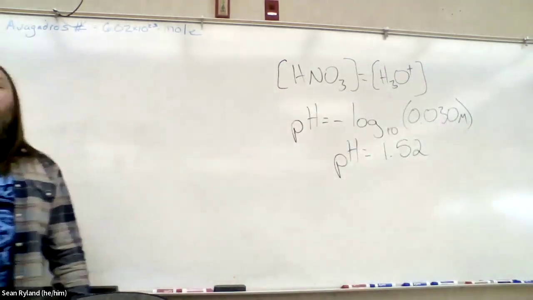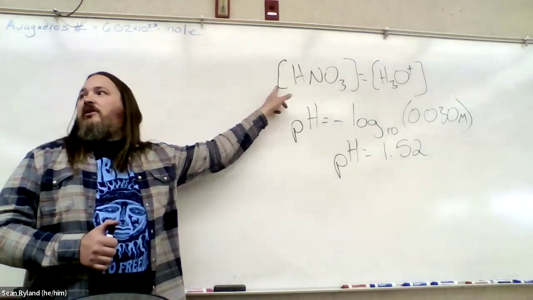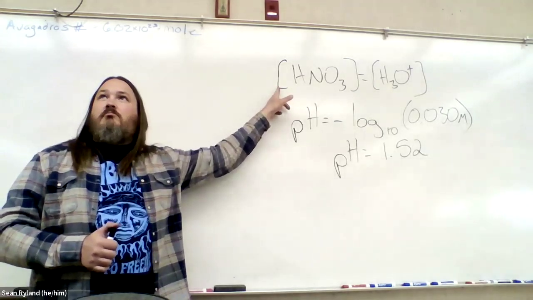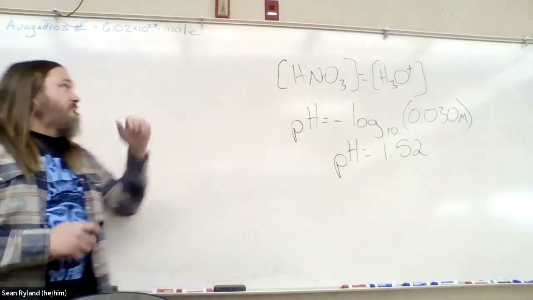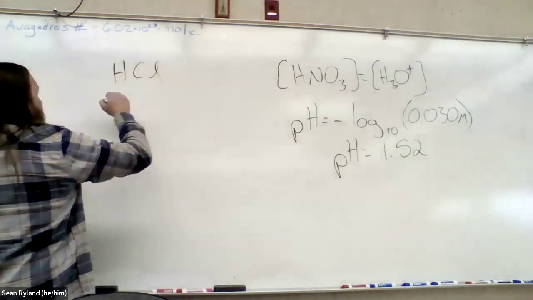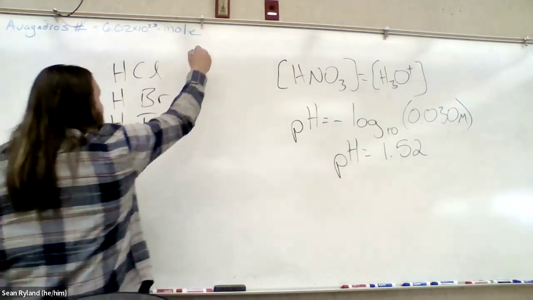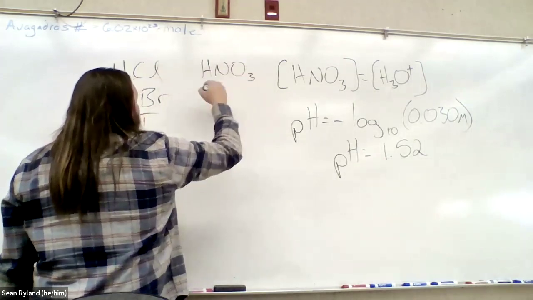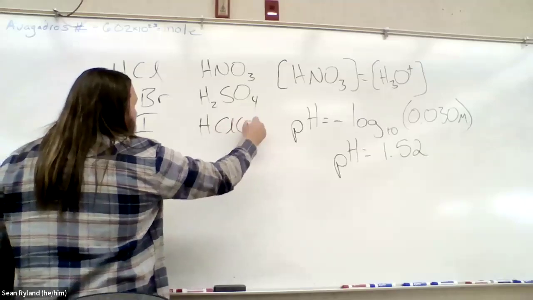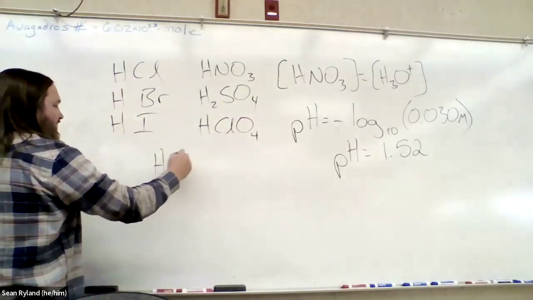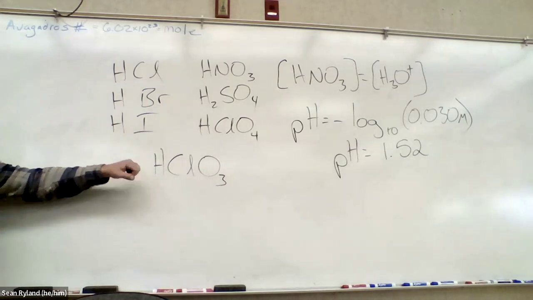I guess it would probably help also if you had a list of strong acids for this, because this step only works for strong acids. And there's, I want to say, 7 of them. I always forget the 7th one. HCl, HBr, HI, HNO3 (nitric acid), H2SO4, HClO4. I think the last one is HClO3. These are the big 6. And that one I'm pretty sure about.